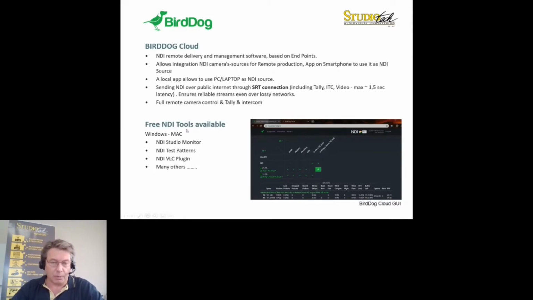Further, as everybody probably knows, there are many NDI tools available on the internet to download, such as Studio Monitor, where you can actually see on your local network all the feeds that are coming in. If you use BirdDog Cloud, then you see also these feeds. In this monitor, you can have a test pattern. There is a plugin for VLC, and there are many other tools. If you type in NDI tools, then you get access to the site where you can download them free of charge.